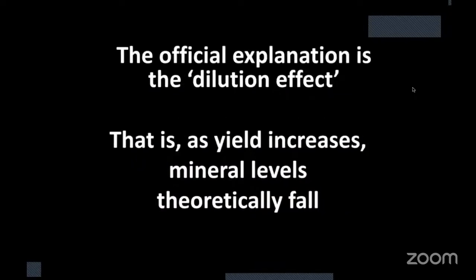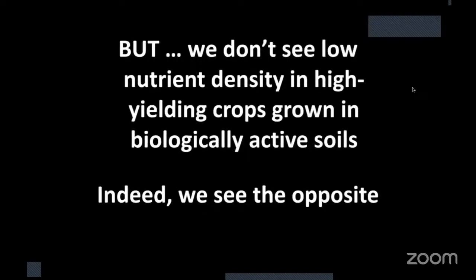So the official explanation for this lack of nutrient density in our food is the dilution effect. People will tell you, well, yield has increased. Over the decades, yields of various crops have definitely increased, so therefore mineral levels theoretically fall. If you produce twice as much, we're told, then it will have half the amount in it. But we don't actually see that in crops grown in biologically active soils.